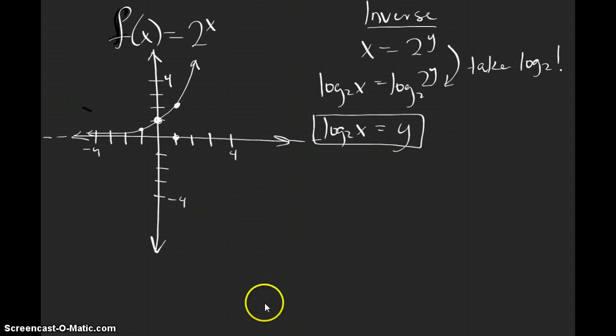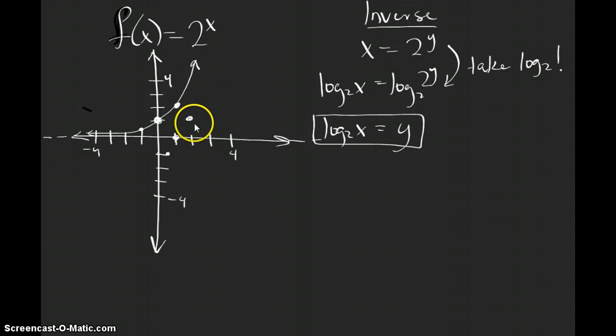Graphing this function. In order to graph this function, I would just take all my y points from the original function. I know the inverse function, the x's and y's get switched around. So instead of having (0, 1) as the point, I would have (1, 0) as the point right here. Instead of having (negative 1, 1 half) as the point right here, I'd have (1 half, negative 1) as the point. And then also instead of having (1, 2), I'd have (2, 1).